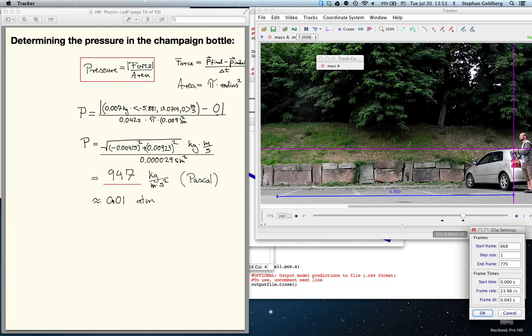This is approximately 0.01 atmosphere, and I looked up on Wikipedia the actual pressure inside of a champagne bottle. It's 5 to 6 atmospheres. So I made a calculation mistake in here, and I apologize, but I'm running out of time to correct this, and would appreciate it if you saw my mistake looking at my video. Thank you very much.